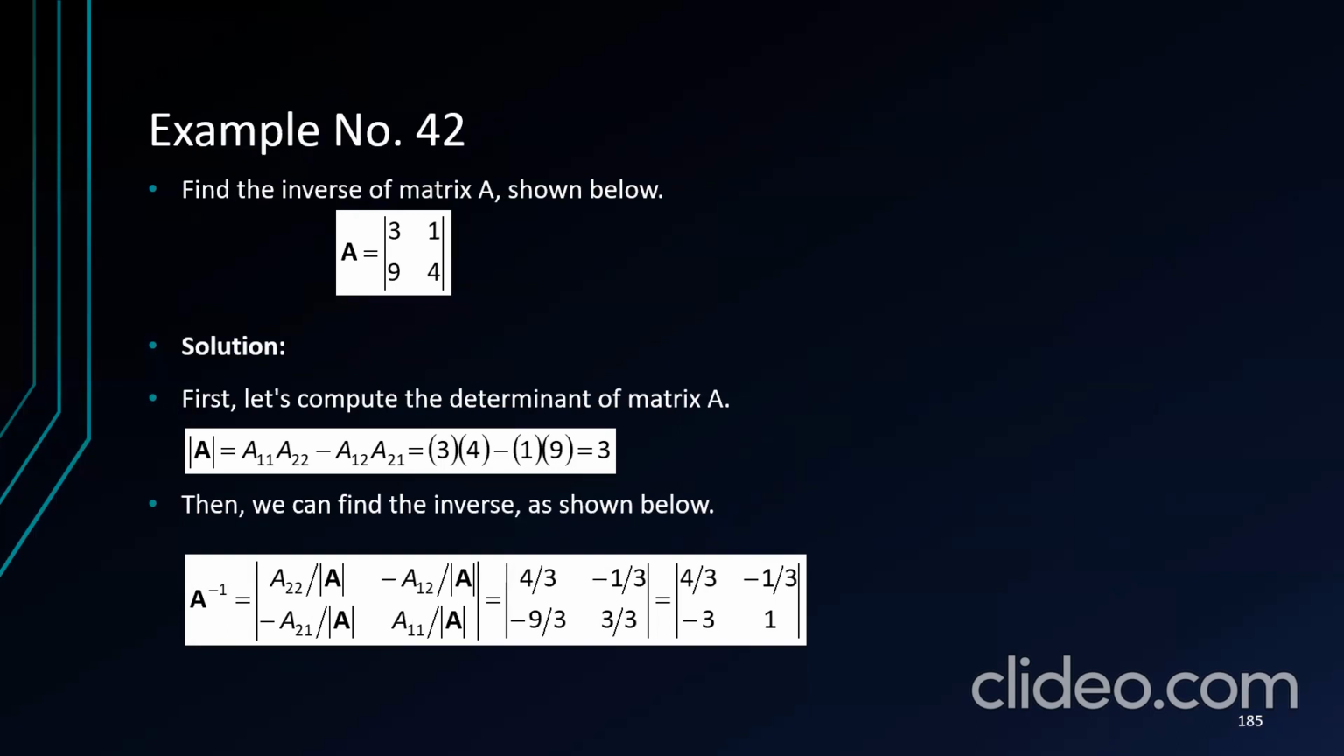A negative 1 is A22 over the determinant, minus A12 over the determinant, minus A21 over the determinant, A11 over the determinant, positive. So this becomes 4 over 3, minus 1 over 3, negative 9 over 3, 3 over 3. So equals 4 over 3, minus 1 over 3, negative 3 and 1. So this is now the inverse.